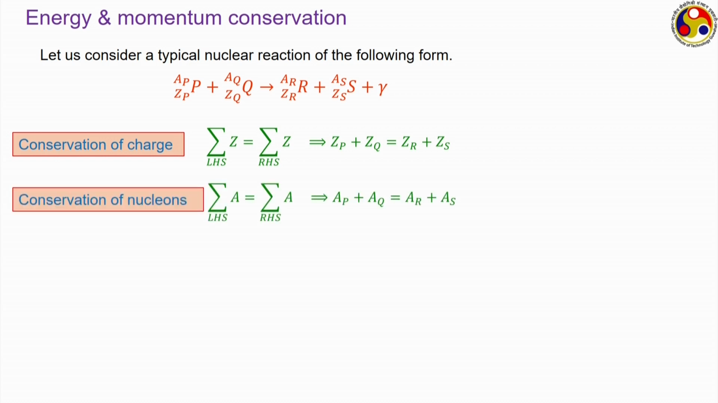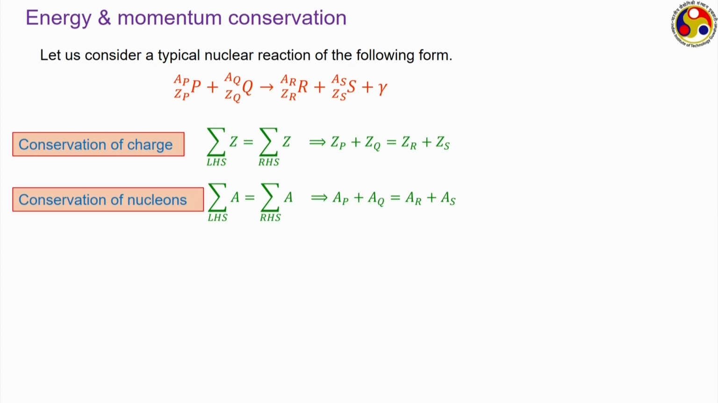Second balance is for the number of nucleons. Total number of nucleons also must be balanced. The parent nucleus presents here P and Q, that is the reactants, they can exchange their charge and nucleons to form the products, but total number of charge and total number of nucleons must be conserved.